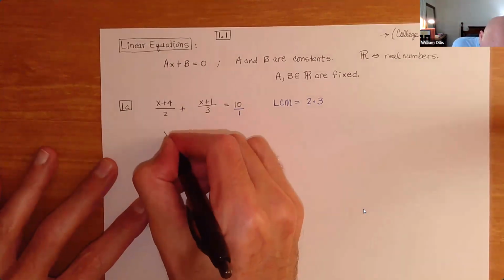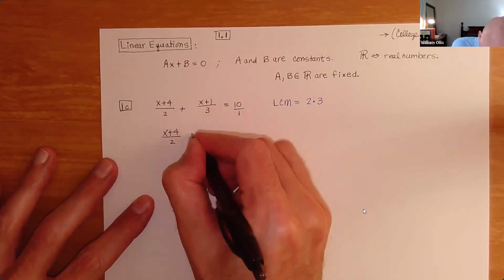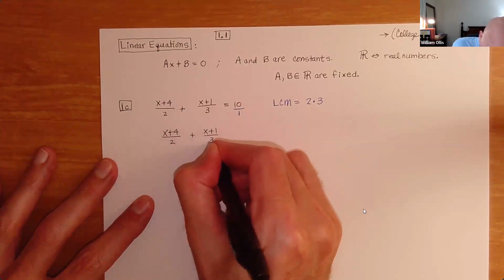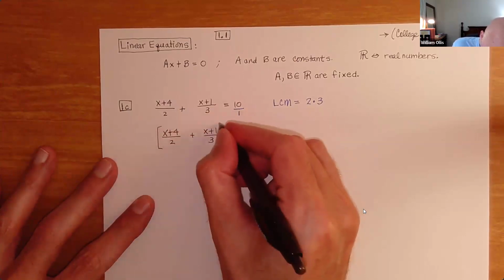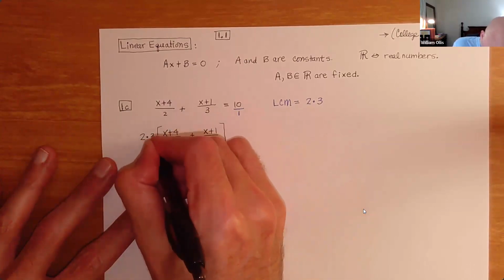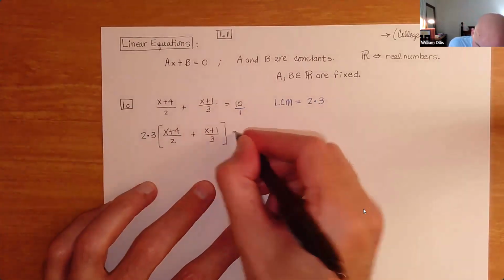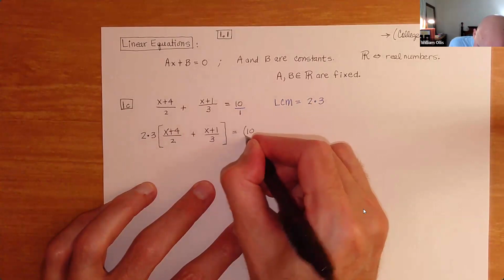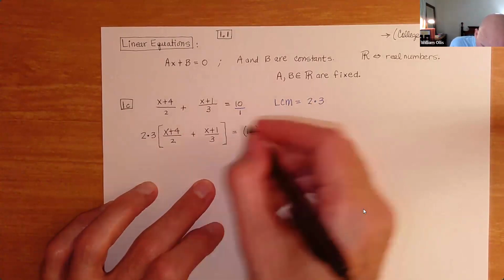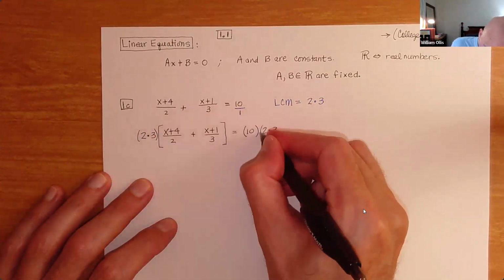So here we have x plus 4. So we're going to write the equation again, plus x plus 1 over 3. And then you can use parentheses or brackets, and then you're going to have 2 times 3 as a multiple here. Do the same thing for the 10. Use brackets or parentheses, and you have 2 times 3. Now, if you like, you can put that in parentheses just to show multiplication.